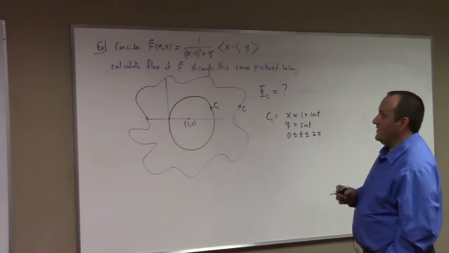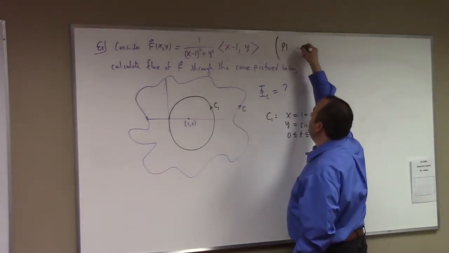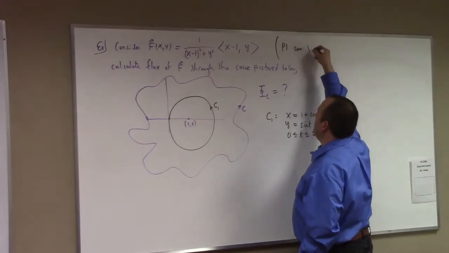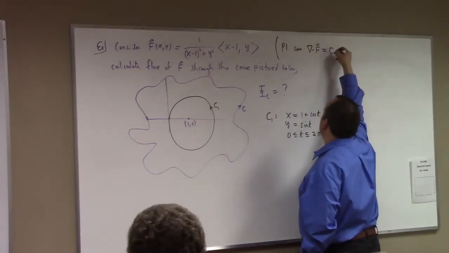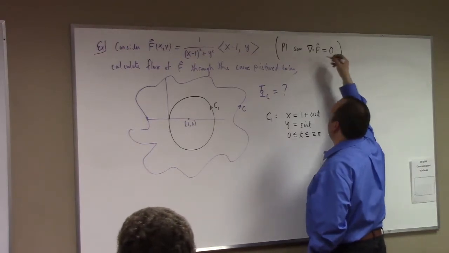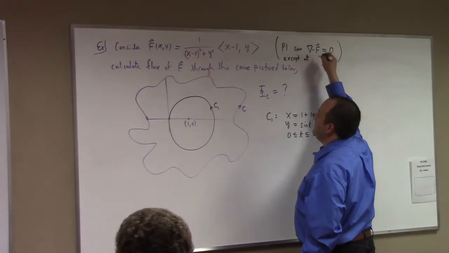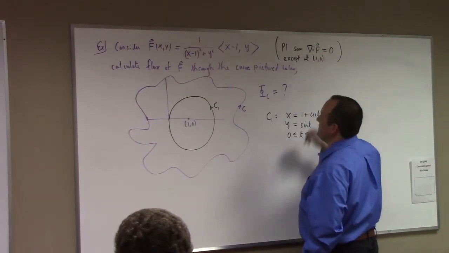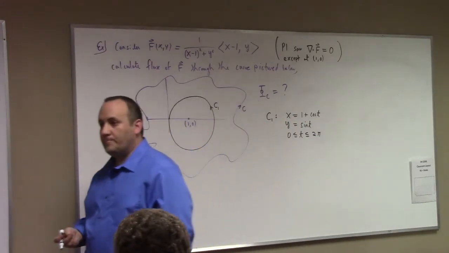We actually worked this out yesterday, right? Yesterday, problem 1, we saw that the divergence of this vector field F is equal to 0, except where? The origin, but in this case, (1, 0). (1, 0) is the bad spot. But otherwise, that divergence was 0.